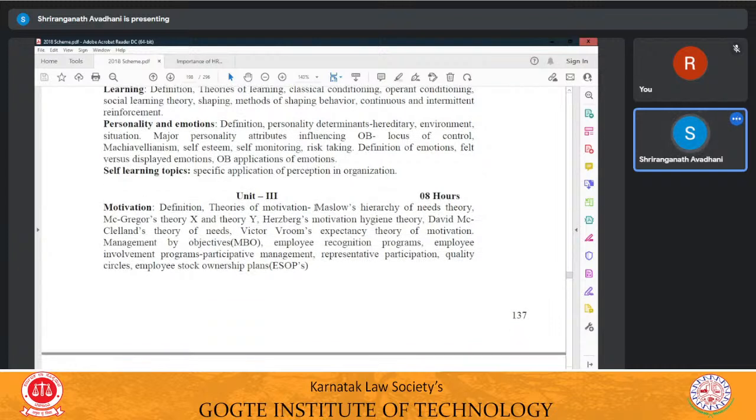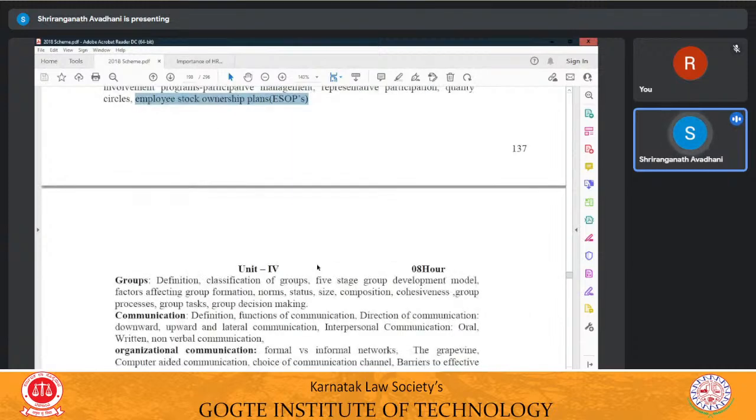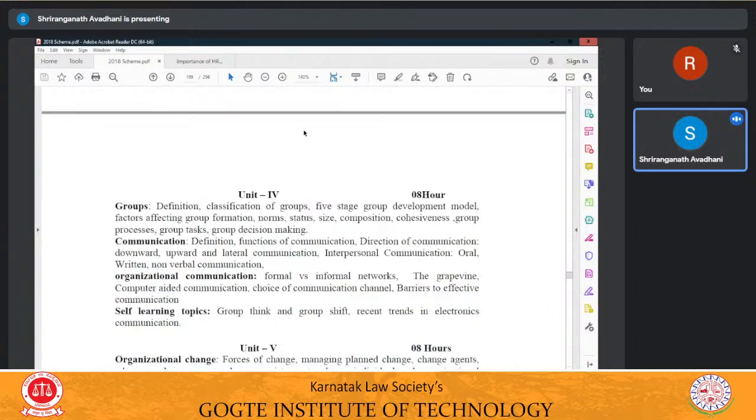Then ESOP, another thing offered by today's entrepreneurs and industries, that is, employee stock ownership plans. Probably in the next semesters, or once you get into jobs, you'll be looking into whether you'll be getting this ESOP option or not. While getting into the job, they may offer you the ESOP option also.